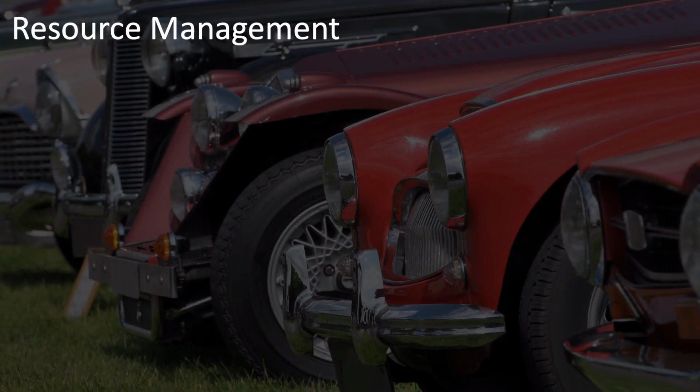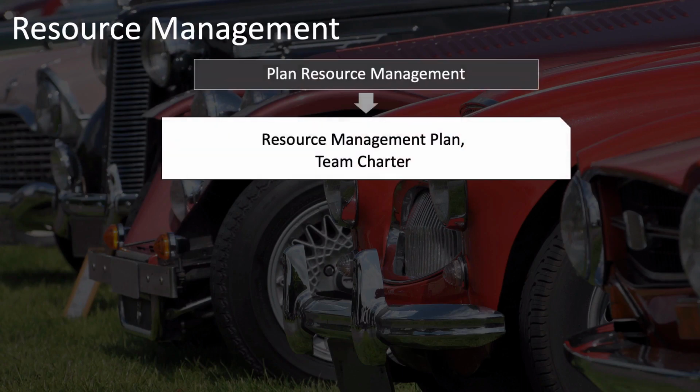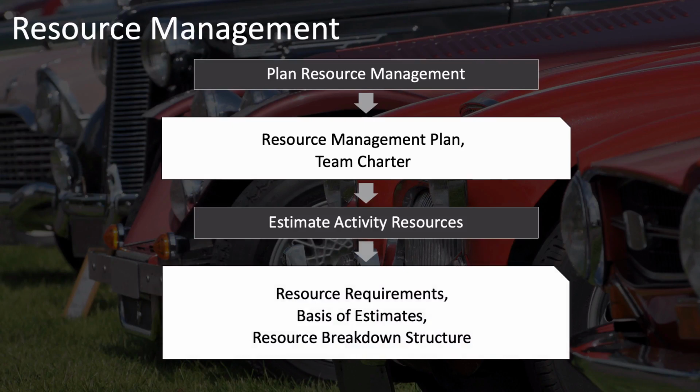Just as was the case with quality management, your resource management process of plan resource management outputs not only your resource management plan, but also another key output, the team charter. These are used as inputs to your process to estimate your activity resources, which naturally outputs your resource requirements and your basis of these estimates of resource requirements, as well as your resource breakdown structure.